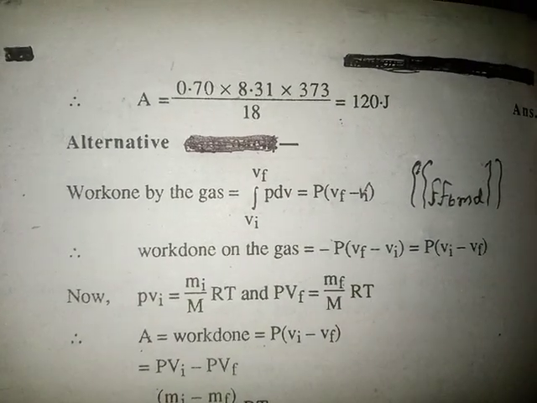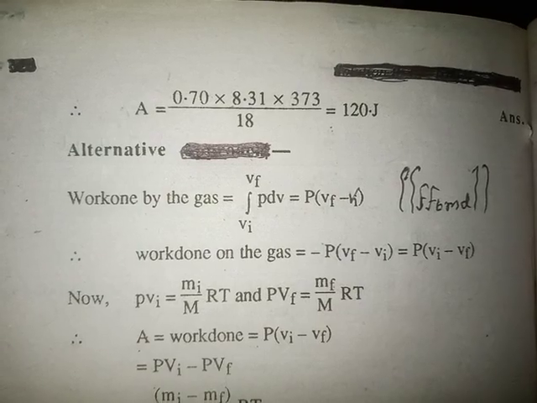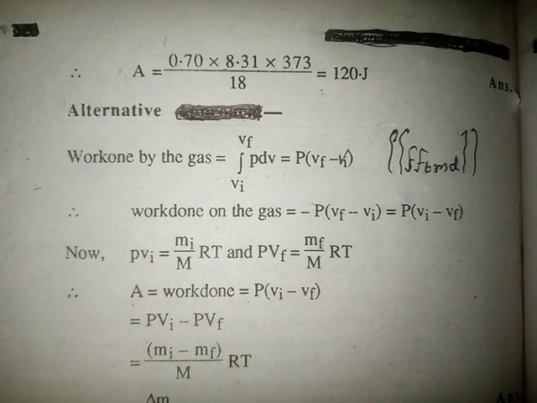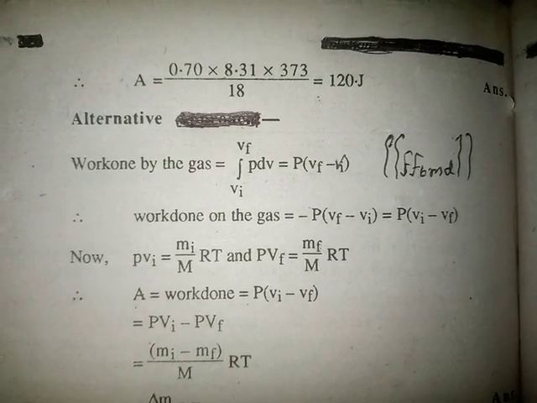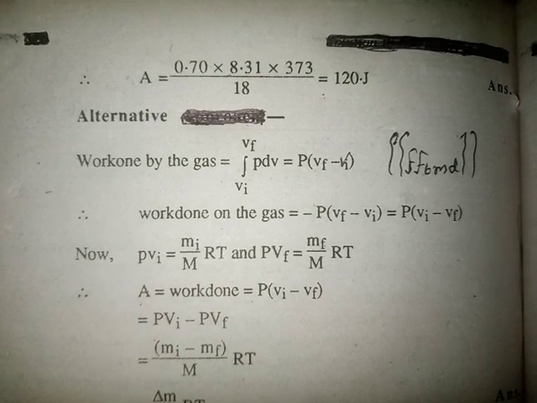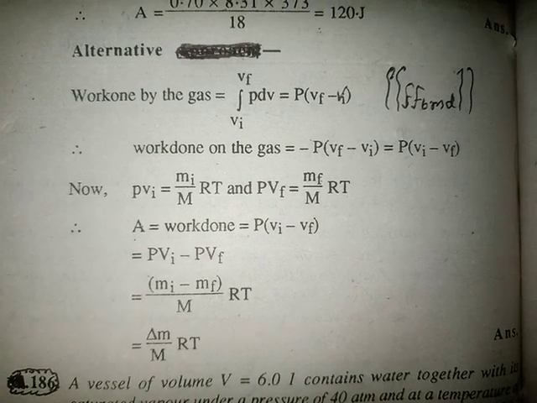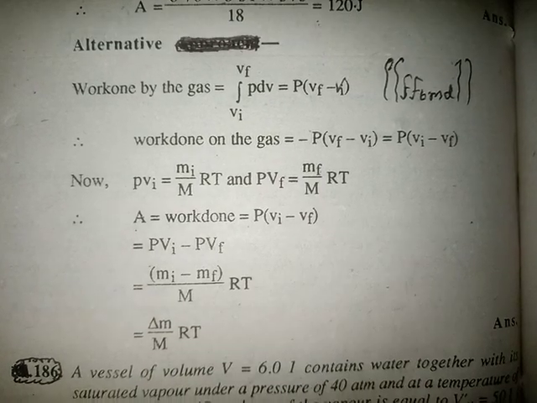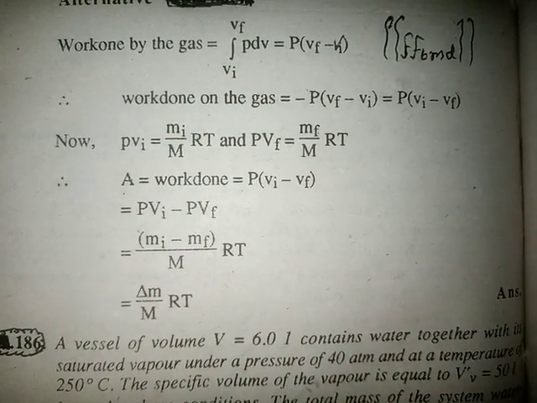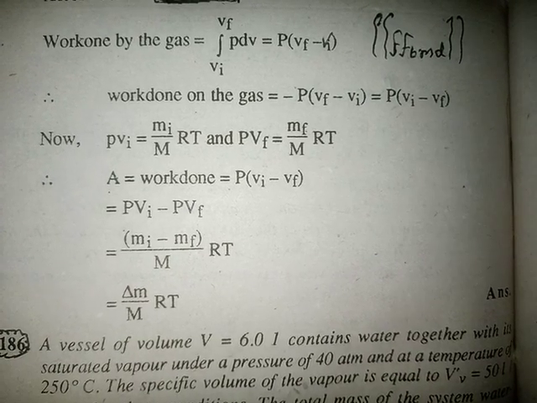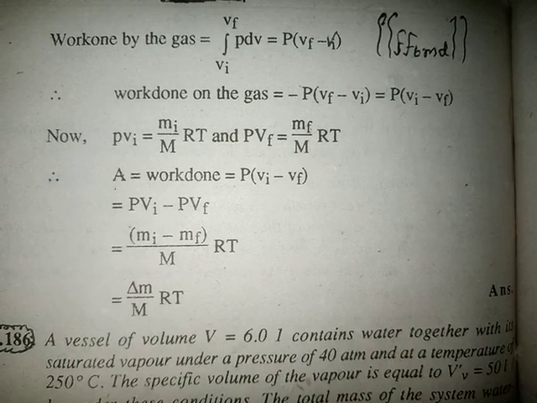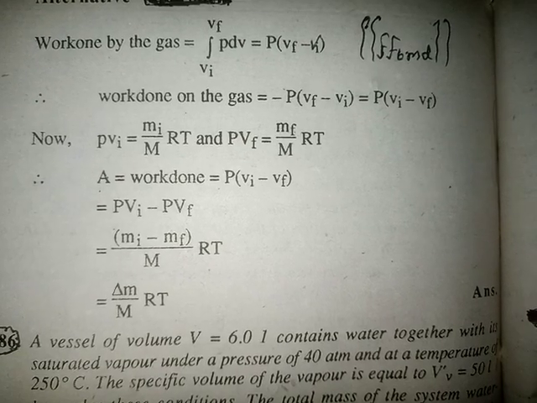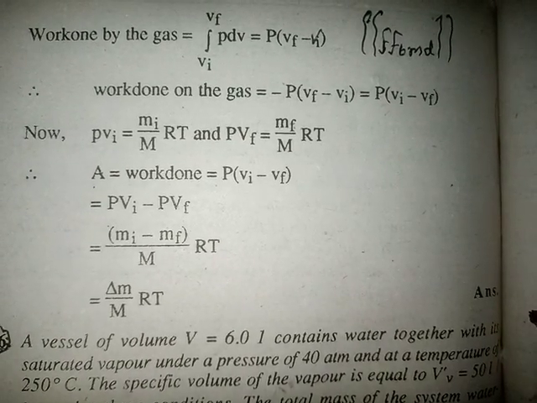Alternatively, we can solve this. We have work done by the gas equals integral from VI to VF of P dV, or equals P into (VF minus VI). Hence, work done on the gas equals minus P into (VF minus VI), or equals P into (VI minus VF). Now, PVI equals mI by M into RT, and PVF equals mF by M into RT. Hence, A, work done, equals P into (VI minus VF) equals PVI minus PVF equals (mI minus mF) by M into RT equals delta m by M RT. Answer.